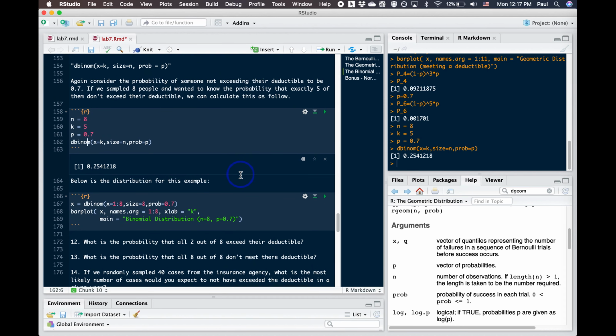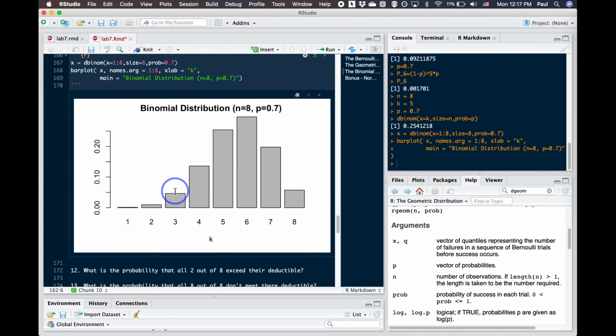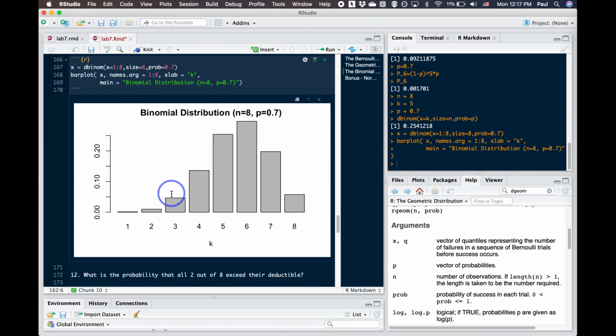And so let's look at the plot for this. Notice the binomial distribution only has 8 outcomes, 1 through 8, and it looks a little bit like normal, but it's not symmetric, and it's definitely discrete. So we can see this is a unique distribution that we have to consider differently than the previous two.